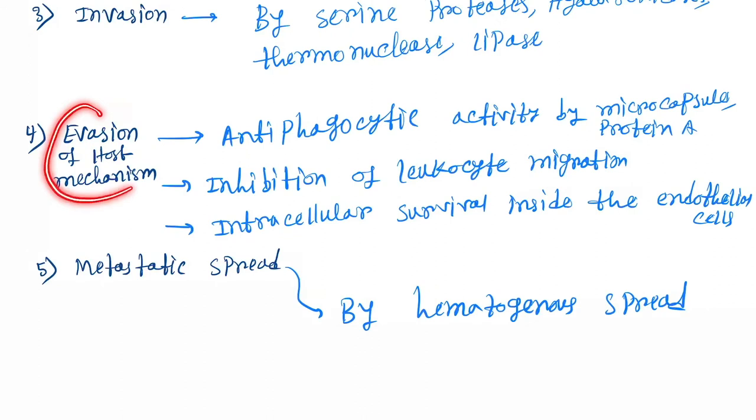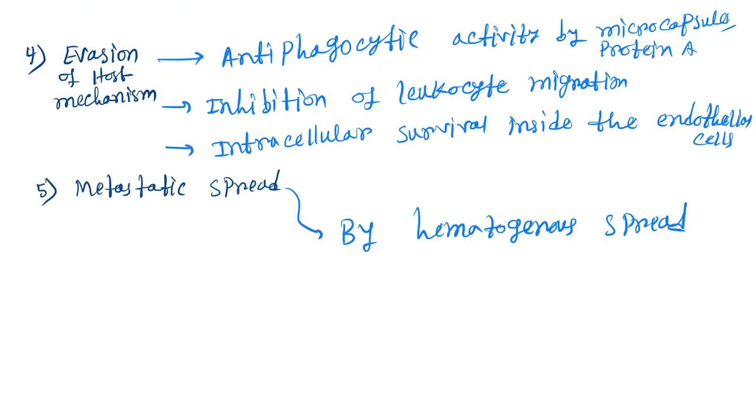And now how they escape the host mechanism. The first is antiphagocytic activity by microcapsule and protein A, inhibition of leukocyte migration, and intracellular survival inside the endothelial cells. And how they spread: this is the metastatic spread by the human.